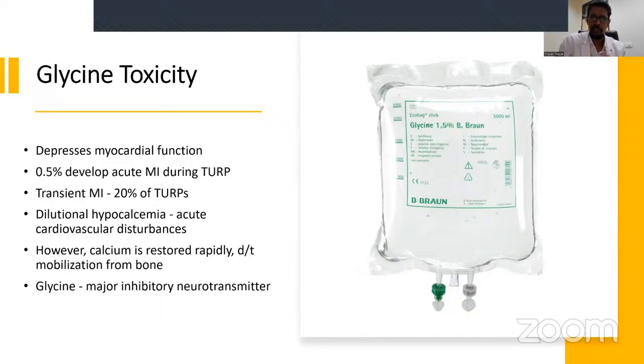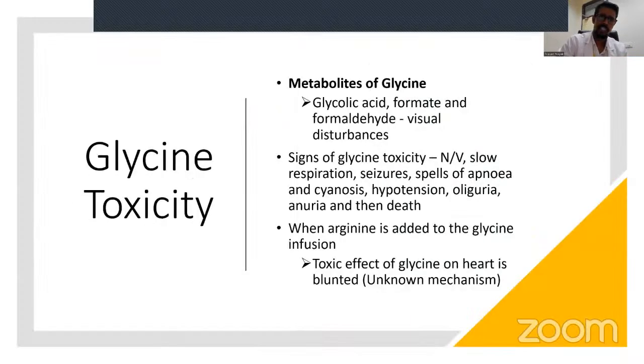Glycine, in addition to the other effects, is a major inhibitory neurotransmitter. So if a lot of glycine gets absorbed, it will also depress the CNS function. I talked about the various metabolites of glycine like glycolic acid and formaldehyde. These would have a direct impact on the vision, and so the patient would have visual disturbances. The various other features will be nausea, vomiting, slow respiration, seizures, apnea, cyanosis, hypotension.